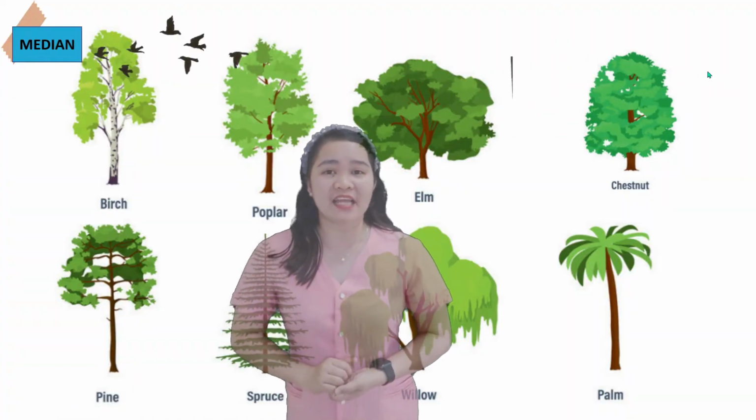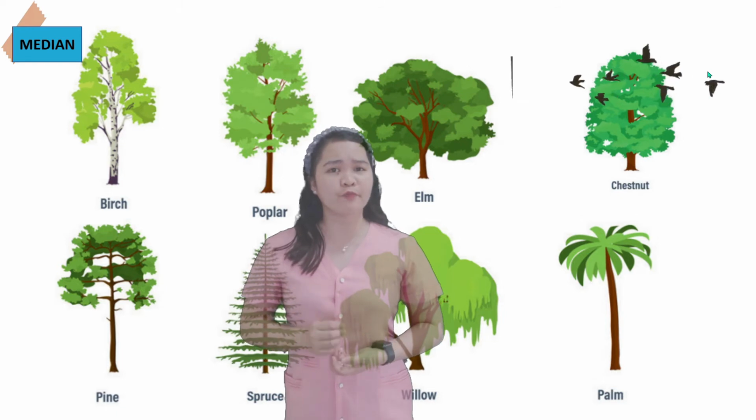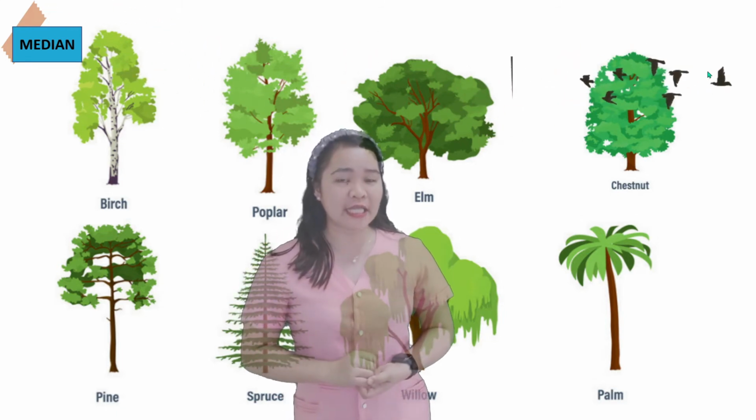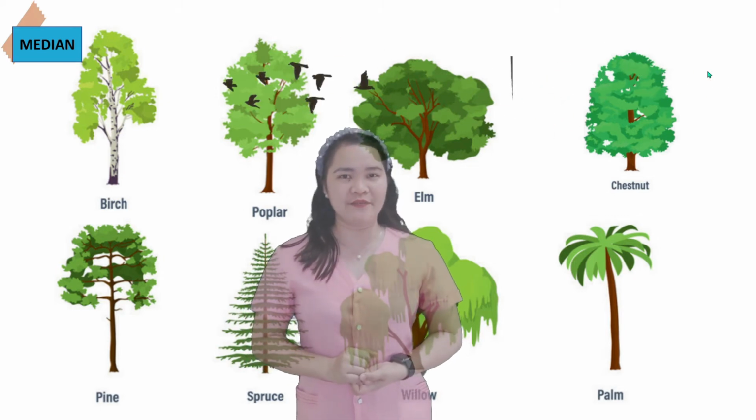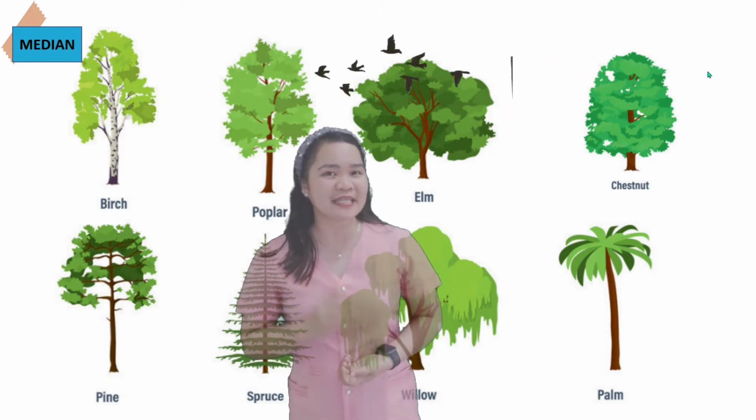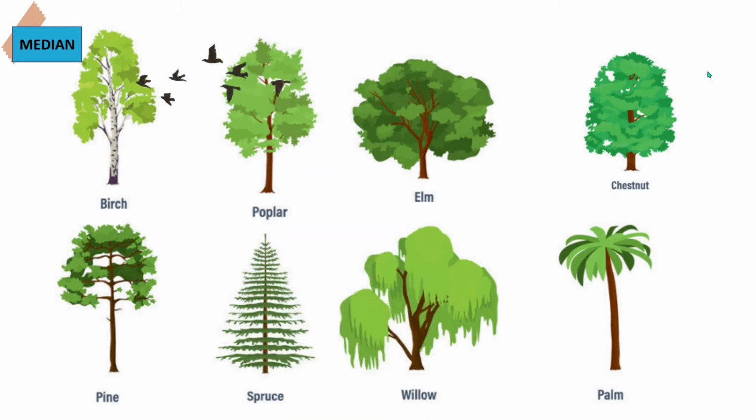We all know that trees are very helpful in our environment. It provides oxygen that we need in order to live. You will learn more interesting facts about trees in your science subject. Given the height of each tree, what tree or trees will be in the middle position? Again, we need to arrange them in ascending or descending order. I choose to arrange them in ascending order.